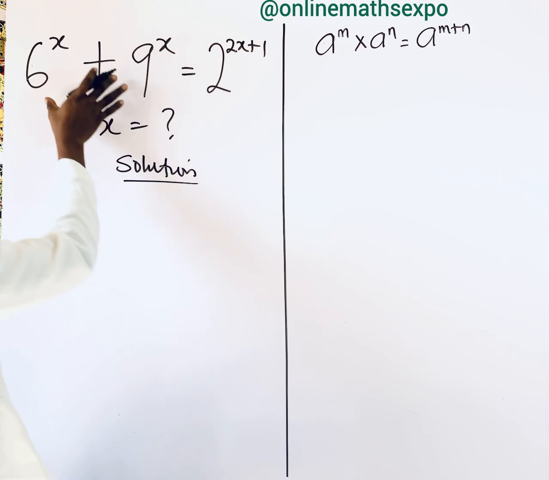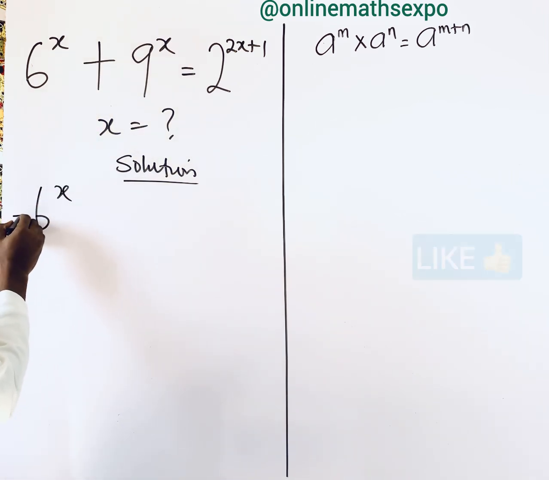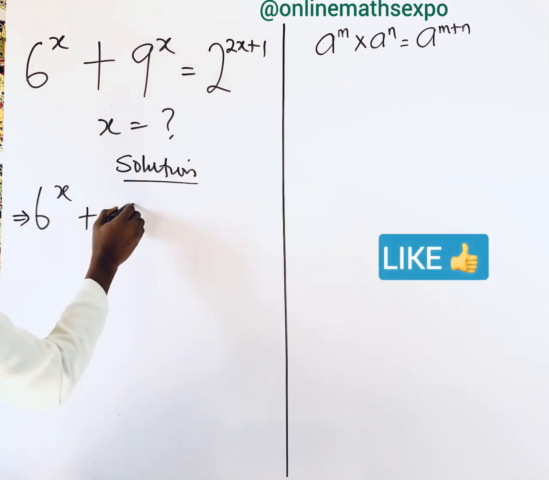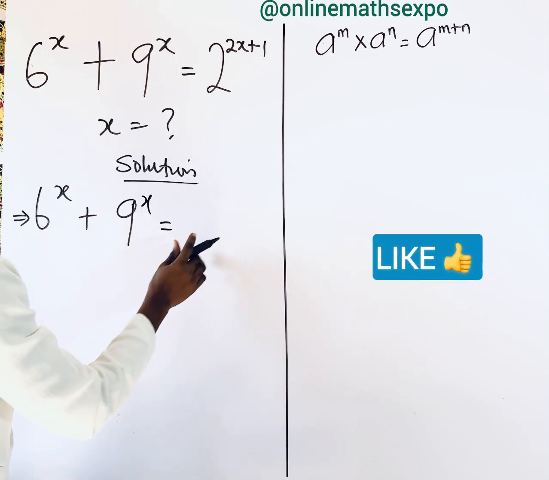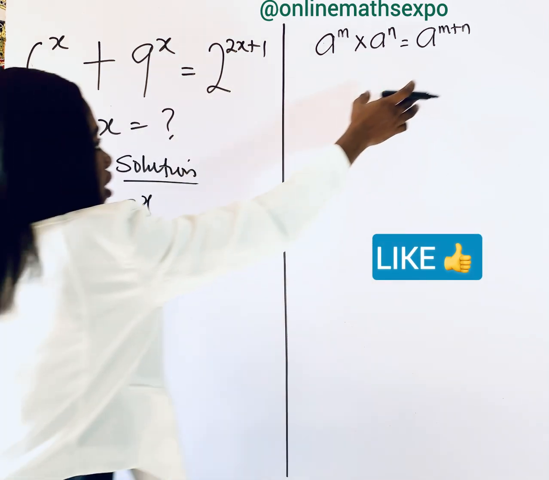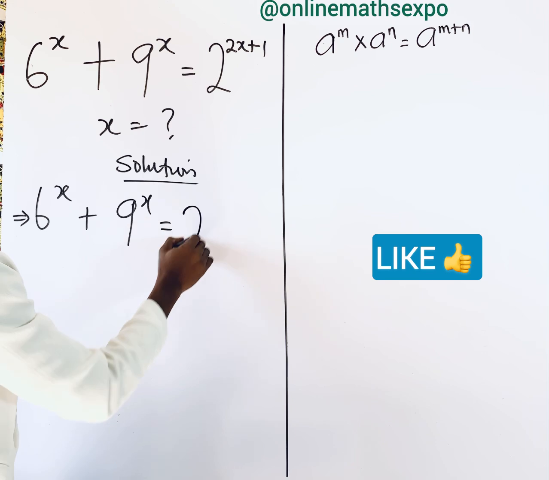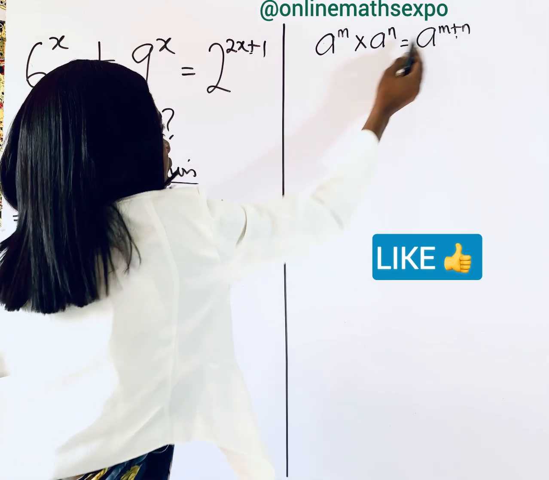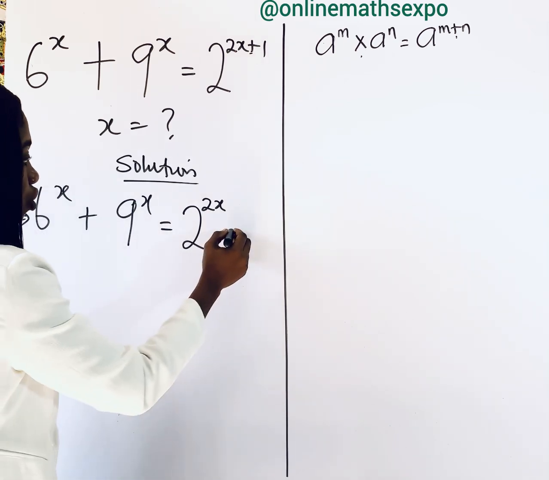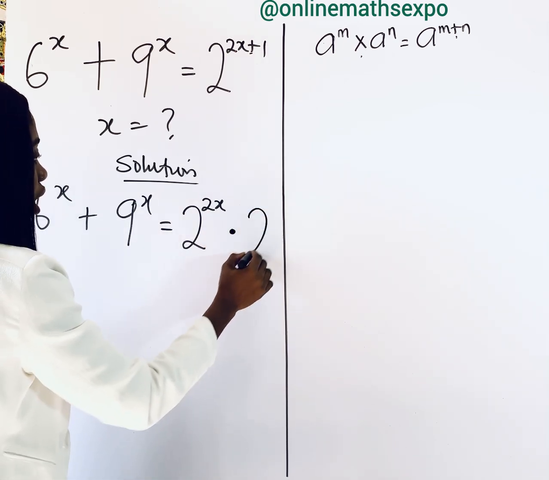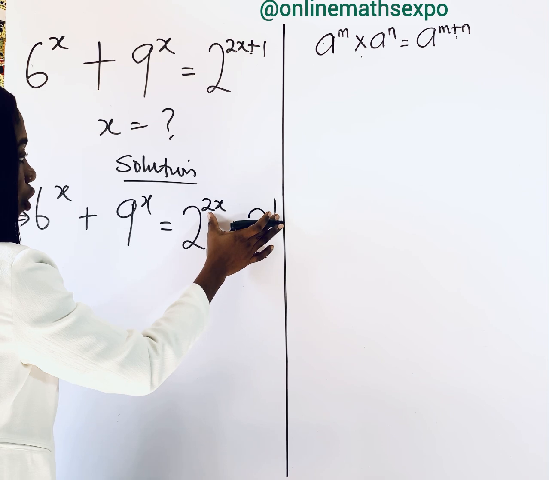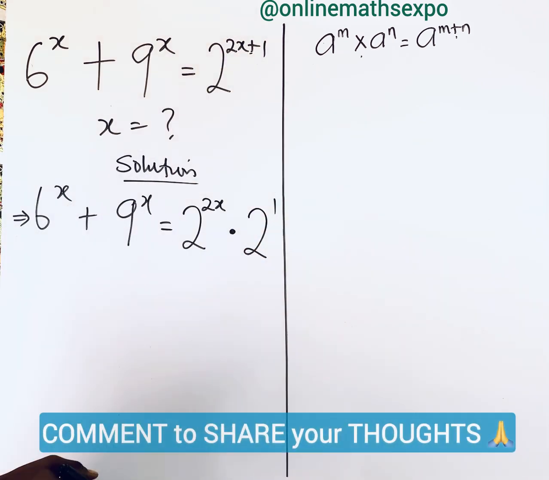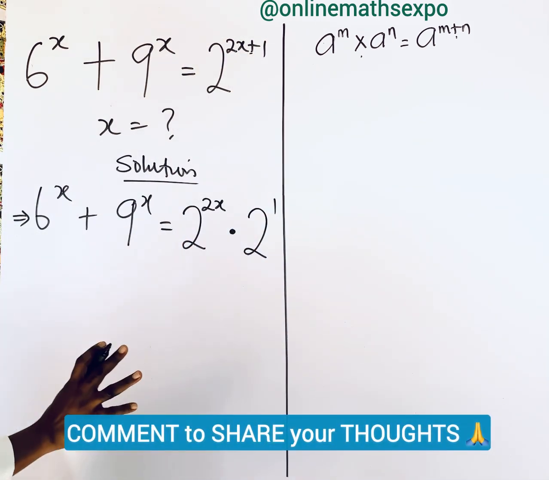And this will give us, we have 6 to the power of x, then plus 9 to the power of x is equal to, for this, we can apply this, okay? So we're going to have 2 to the power of 2x, addition sign will now turn to multiplication. So let's use dots for multiplication. Then we have 2 to the power of 1. If you add the powers, it returns you to this. Did you see it? Now, what do you do again?